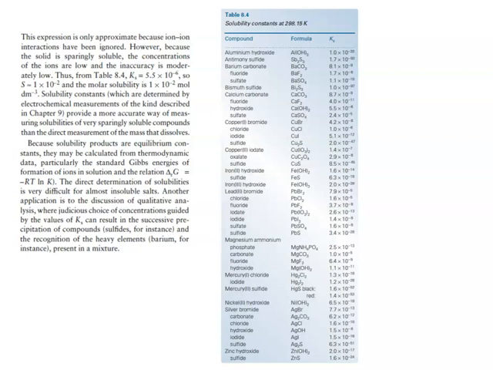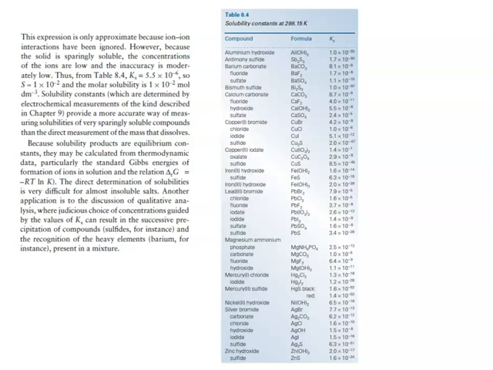This expression is only approximate because ion-ion interactions have been ignored. However, because the solid is sparingly soluble, the concentrations of ions are low, and the inaccuracy is moderately low. Therefore, in table 8.4, where Ks equals 5.5 times 10 to the minus 6, S would approximately be equal to 1 times 10 to the minus 2, and the molar solubility is 1 times 10 to the minus 2 moles per decimeter cubed. Solubility constants, which are determined by electrochemical measurements of the kind described in the following chapter, provide a more accurate way of measuring solubilities of very sparingly soluble compounds than the direct measurement of the mass that dissolves.